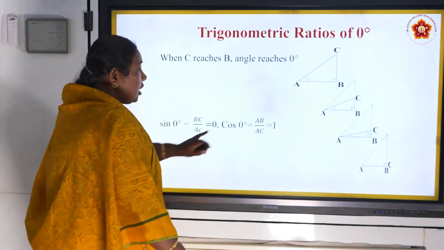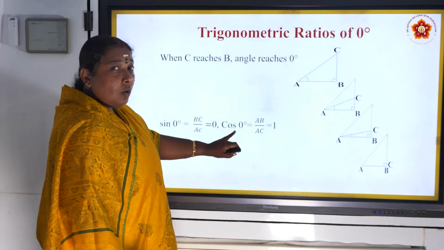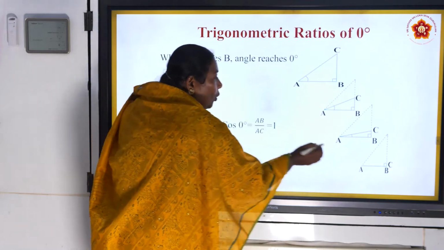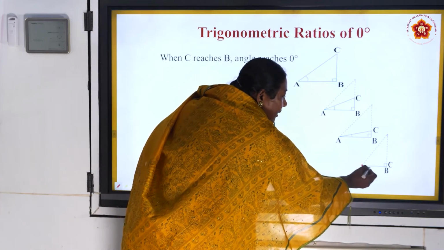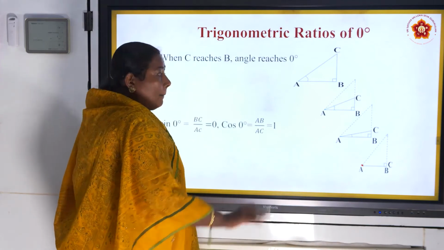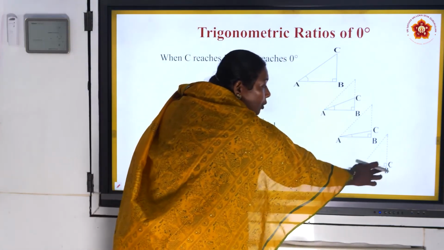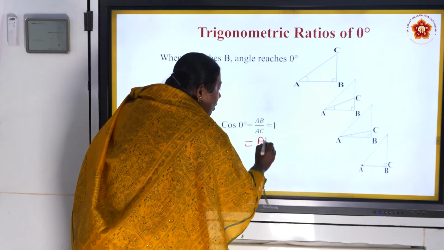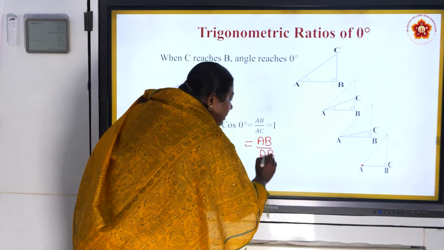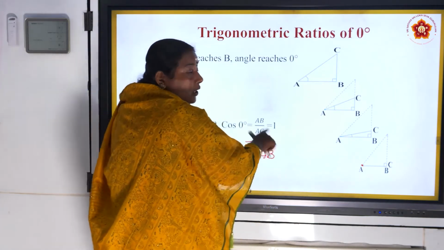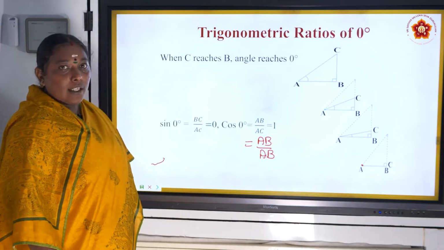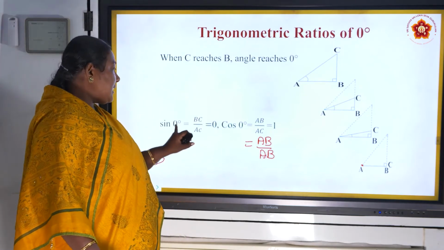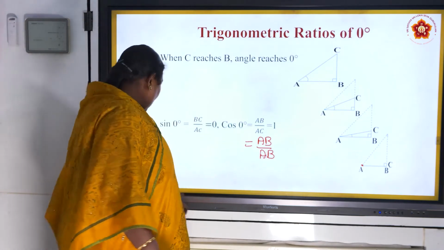So the next one, cos 0. That means adjacent side by hypotenuse. Who is my adjacent side here? This is the 0 angle. Who is the adjacent? AB. My AC also reached the same point. That means AB by AC is equal to AB by AB. Right? That is why it is equal to 1. Okay. So for the trigonometric ratios of 0 degrees, the value for sine is 0, for cos is 1.